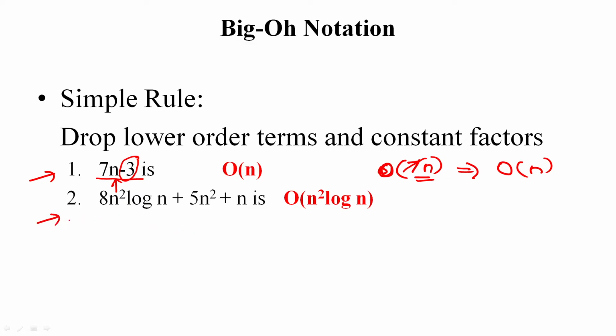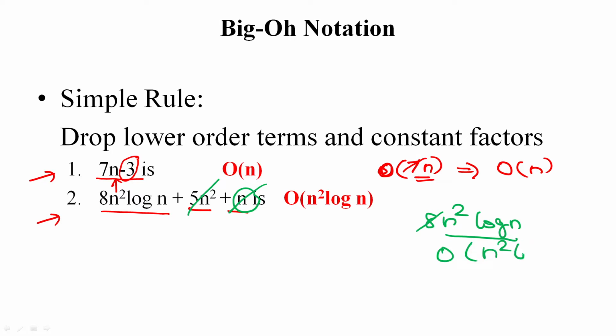Likewise, for another algorithm we get the function 8n square log n plus 5n square plus n. Here the lower order term n can be ignored. Of the two terms 8n square log n and 5n square, 5n square is the lower order term compared with 8n square log n, so finally you get 8n square log n. In this, 8 is the constant coefficient, so you can ignore it. Finally we get big O of n square log n. This is the way to calculate the time complexity using big O notation.